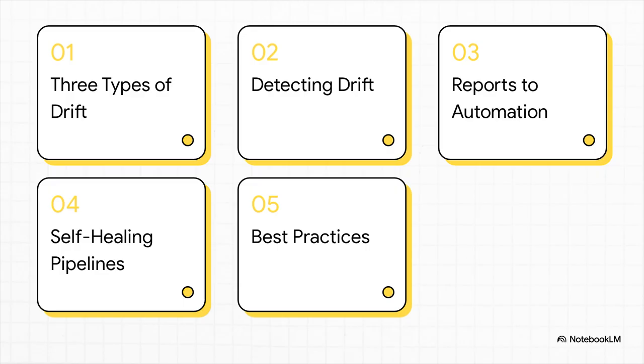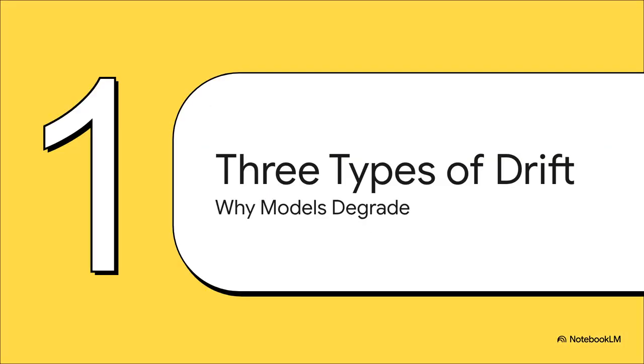Here's our roadmap for today. We're going to break down the 3 types of drift, how to detect them using Evidently AI, how to move from basic reports to full automation, building out those self-healing pipelines, and finally wrap up with some crucial production best practices. All right, Section 1, the 3 types of drift.